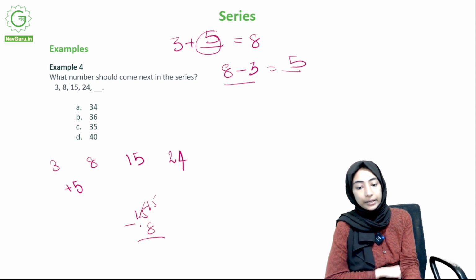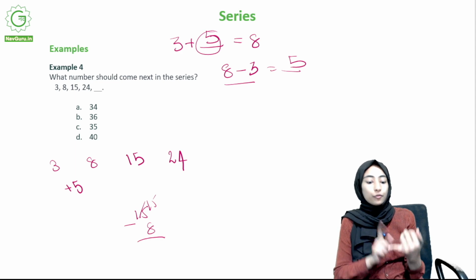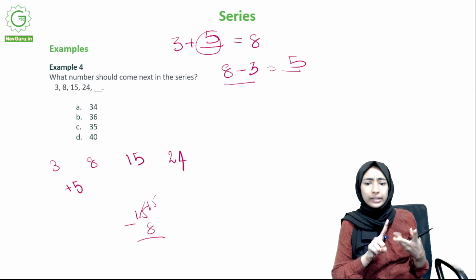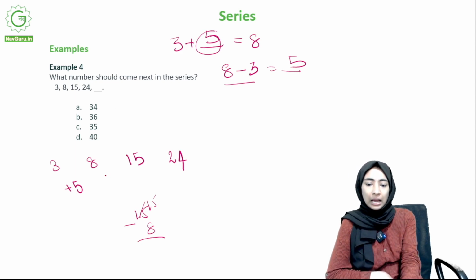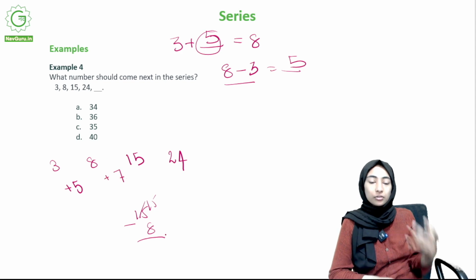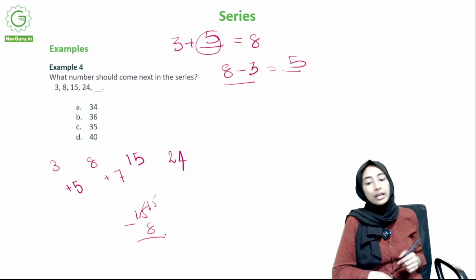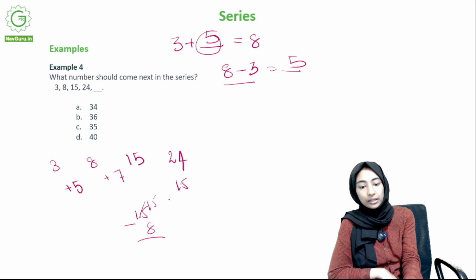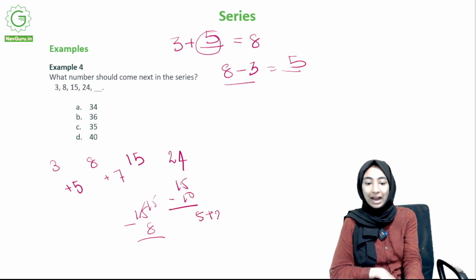15 minus 8. So 14, 13, 12, 11, 10, 9, 8, 7. Another easy way of doing this, instead of counting 15, 14, 13, 12, is to do 15 minus 10. That's something we all know, right? 15 minus 10 is 5. Now to this, just add 2, because what we want is minus 8.